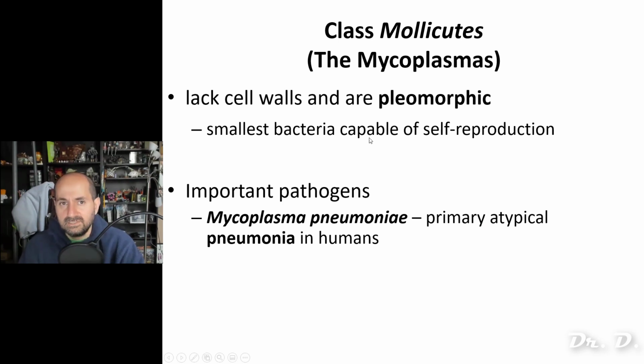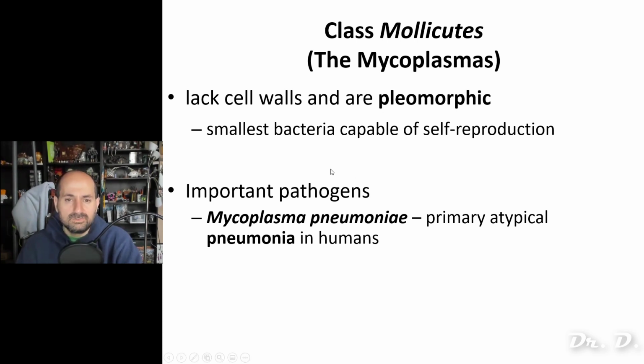So let's talk about the Molecutes, also known as the mycoplasmas. These guys lack a cell wall. Do you remember that I said bacteria almost always have a cell wall of peptidoglycan? Well, these are the exception. They're still considered gram-positives because they don't have an outer membrane, but they don't have the peptidoglycan cell wall. Because of that, they're called pleomorphic, which means they don't have a particular shape. Think about it: if you don't have a cell wall, your cell is not held in any particular shape.